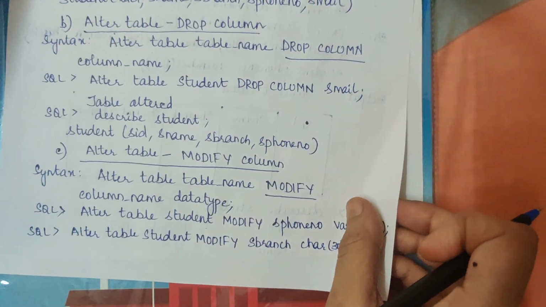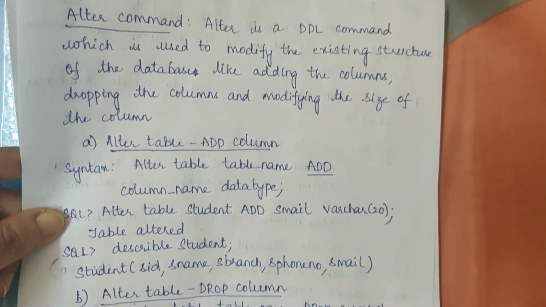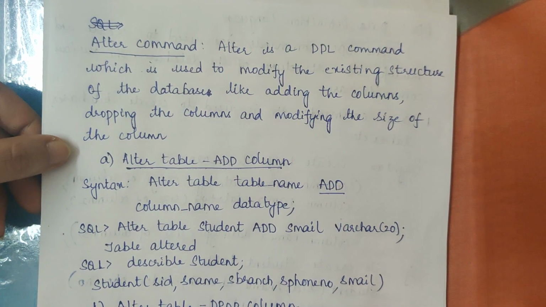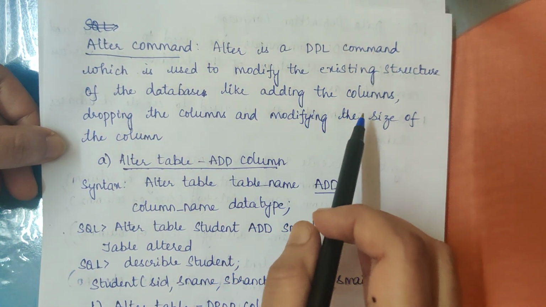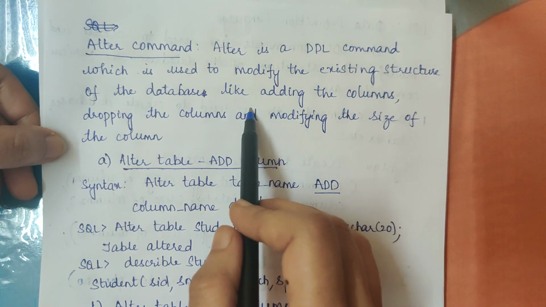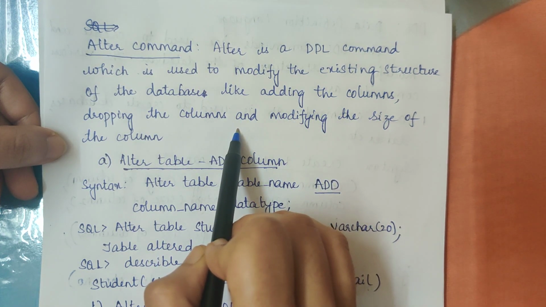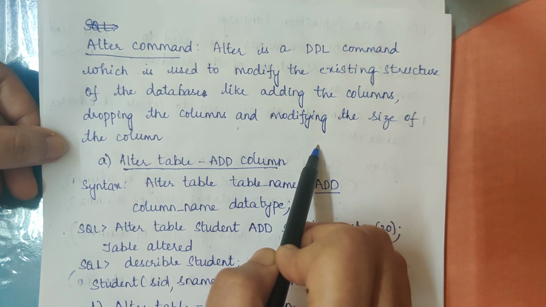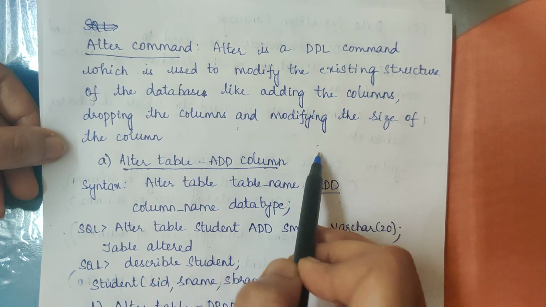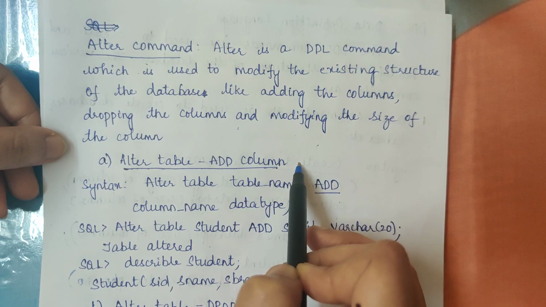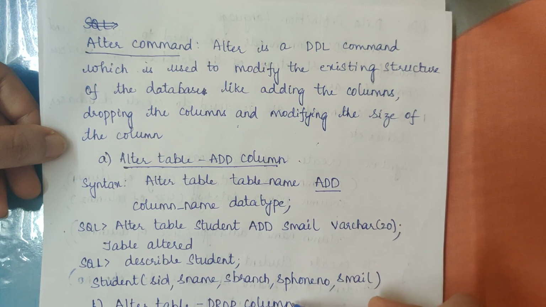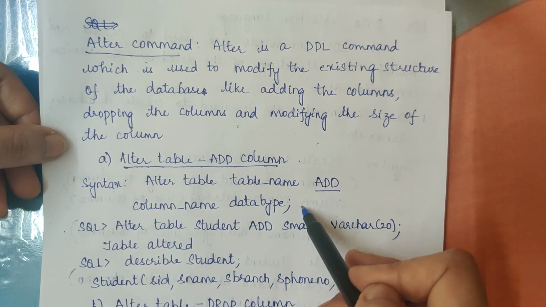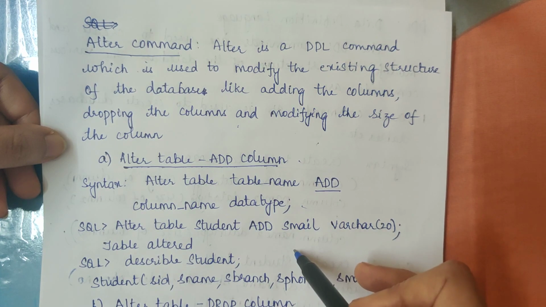Next, we shall discuss another important command which is again a part of DDL, the alter command. Alter is a DDL command which is used to modify the existing structure of the database, like adding columns, dropping columns, and modifying the size of a column. Like we can increase the size of the column, and we can even change the data type of the column. So under the alter command we have three subtypes. They are alter add, alter drop, and alter modify. Let us see the syntax of each and every operation along with an example.